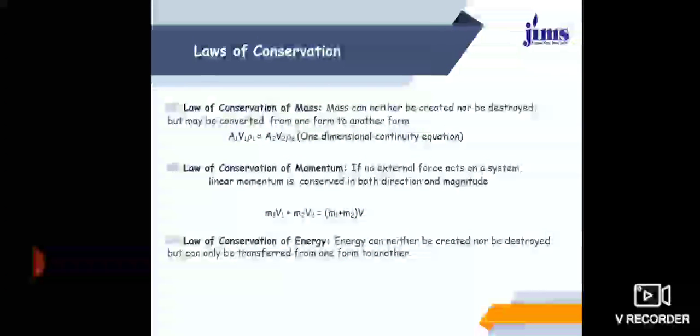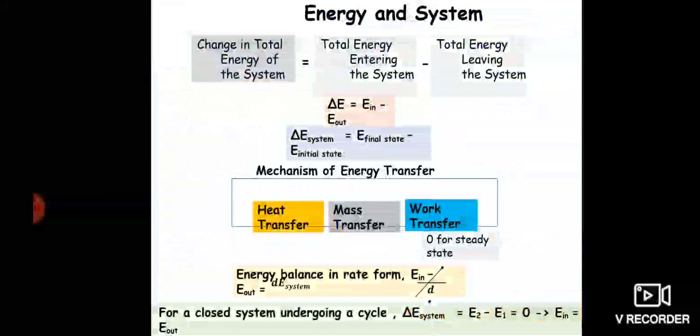Now the law of conservation of mass states that mass can neither be created nor destroyed but may be converted from one form to another. A1 V1 rho1 is equal to A2 V2 rho2, the one-dimensional continuity equation. And the law of conservation of momentum is stated: if no external force acts on a system, linear momentum is conserved in both direction and magnitude. M1 V1 + M2 V2 = (M1 + M2) V. And the law of conservation of energy, as I have already told, states that energy can neither be created nor destroyed, but can only be transferred from one form to another.